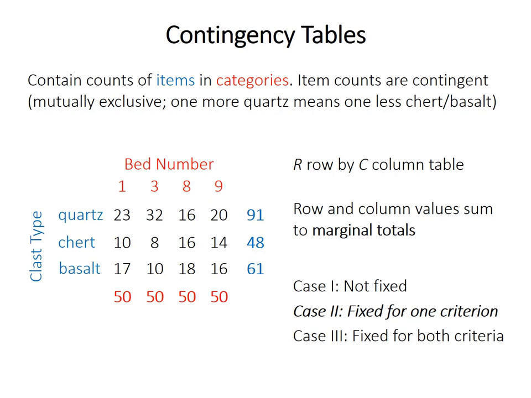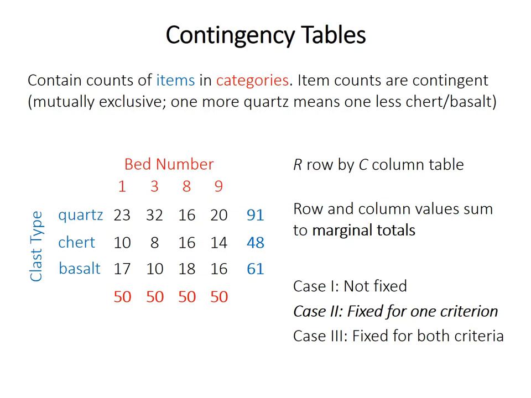So the item counts are contingent, which means that they're mutually exclusive. In the example here, 1 additional quartz in a particular bed means 1 less chert or basalt, because there's only 50 in total. We often talk about R by C, so R row by C column contingency tables. And this example here is a 3 by 4 contingency table.